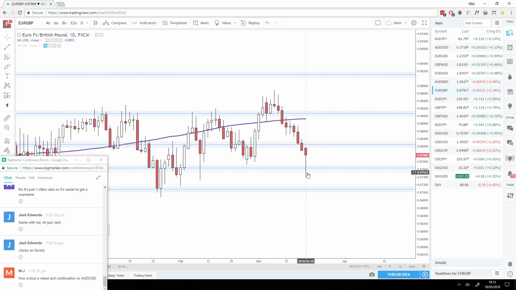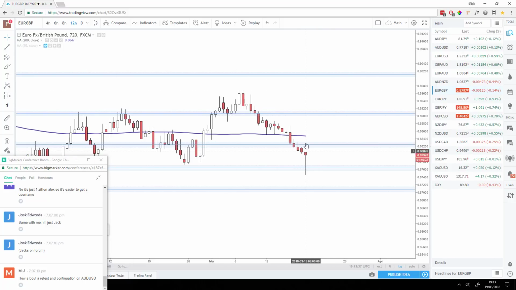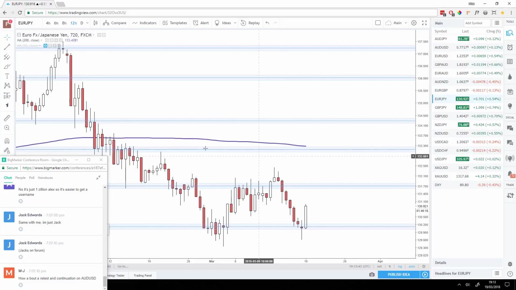EUR/GBP, massive pullback from the support area. Very messy. Personally, for me, too risky to trade. I really dislike those long wicks, so I'm not going to trade that.